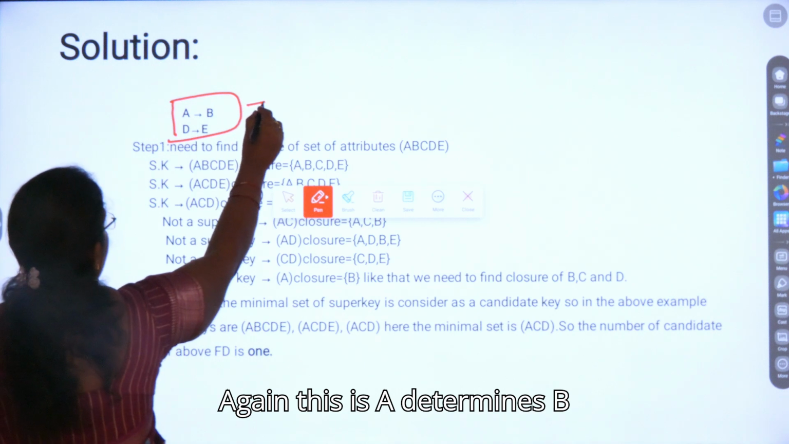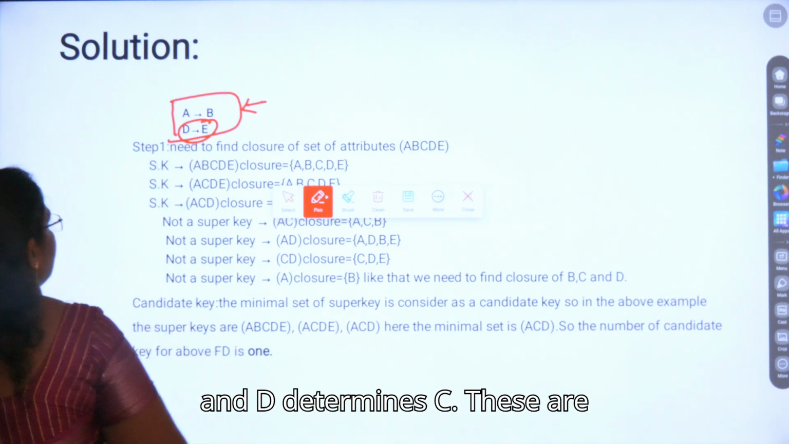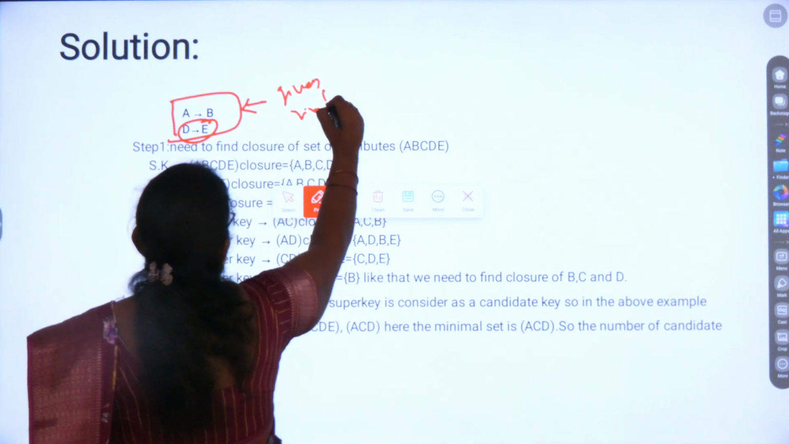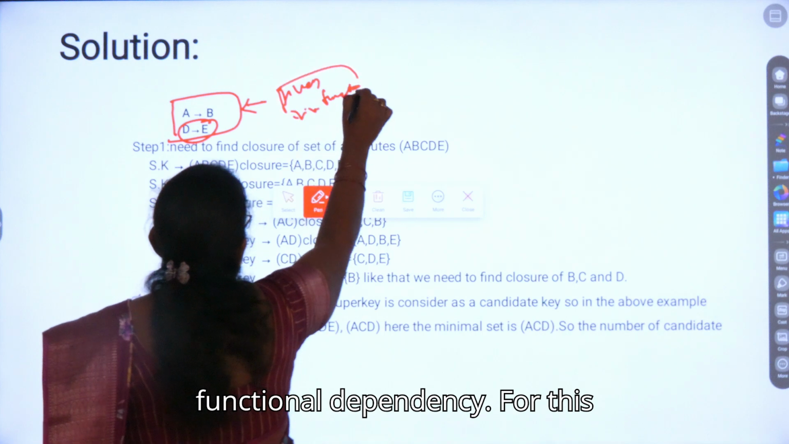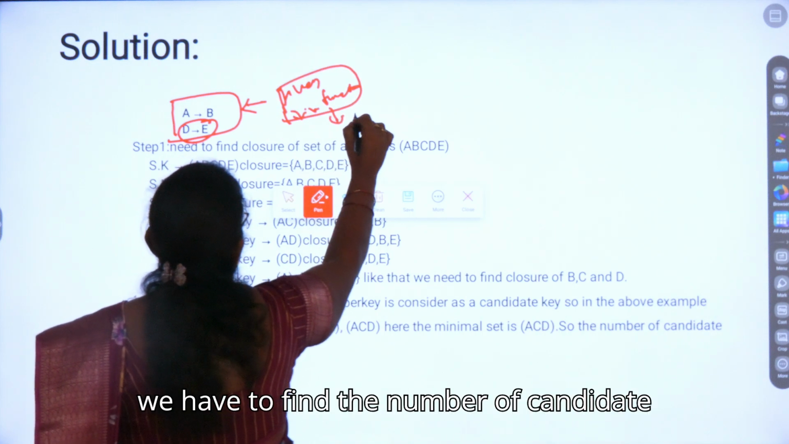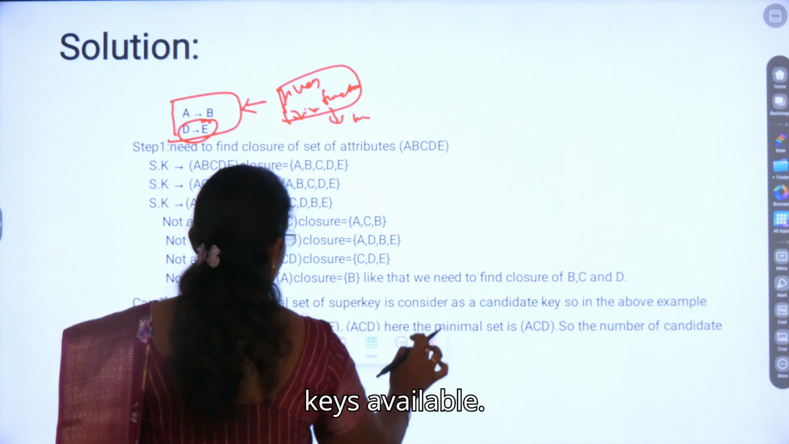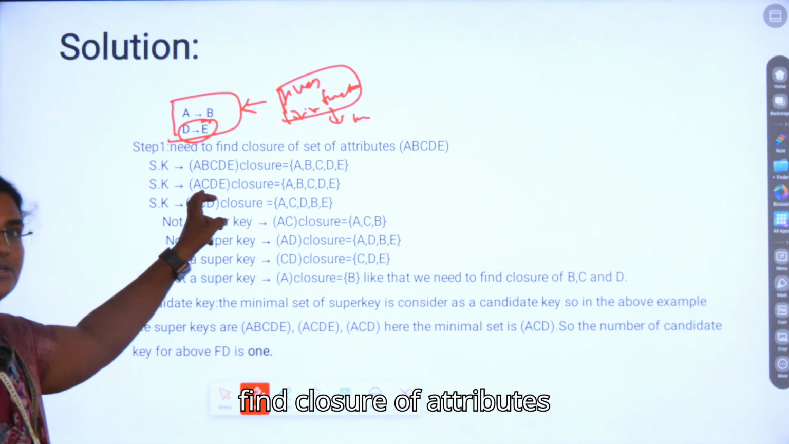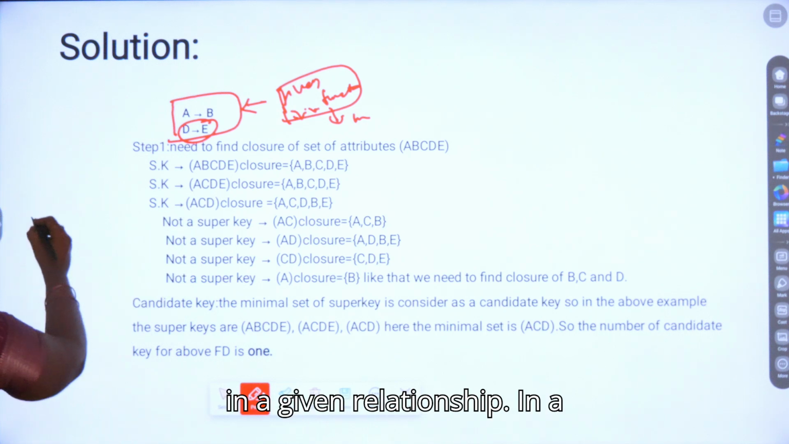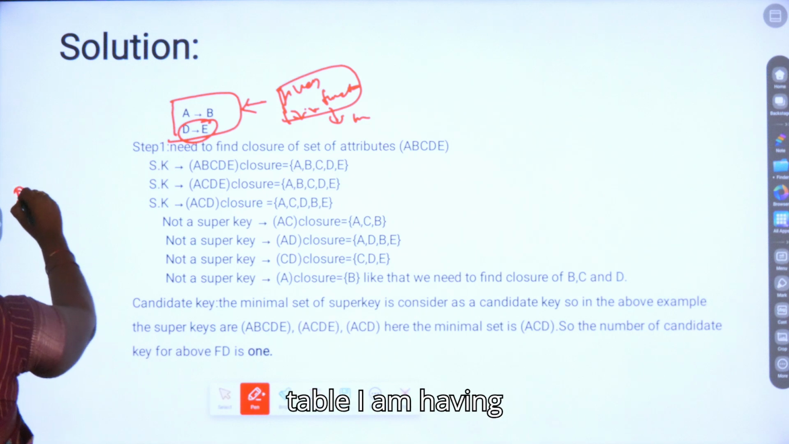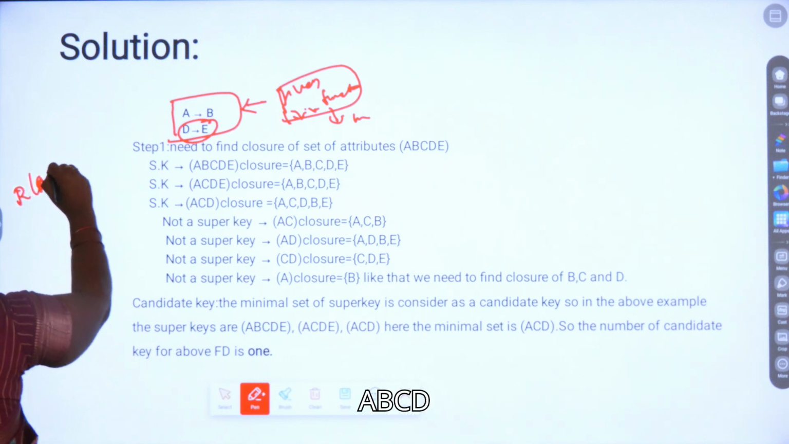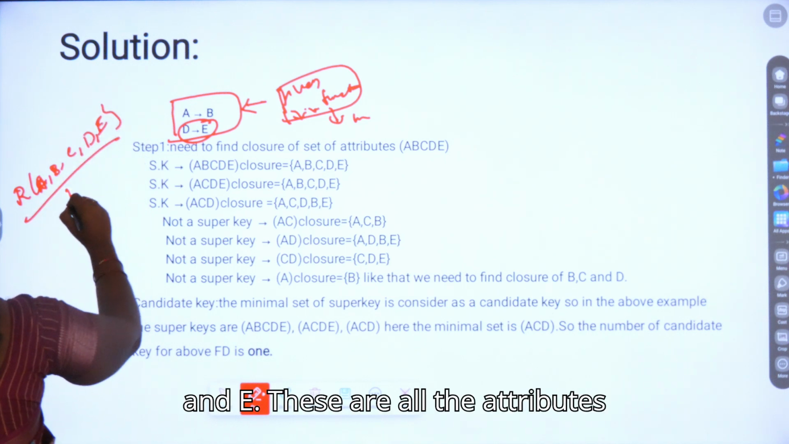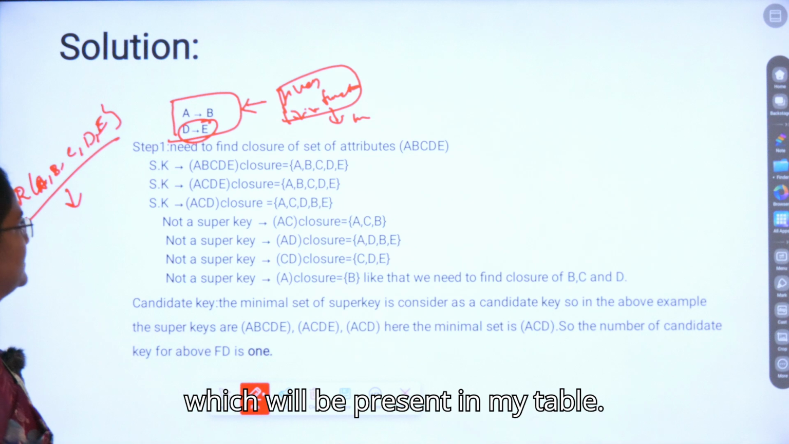Again, these are the given functional dependencies: A determines B and D determines E. For this, we have to find the number of candidate keys available. First, I have to find the closure of attributes in the given relation. In the table, I have A, B, C, D and E. These are all the attributes present in my table.